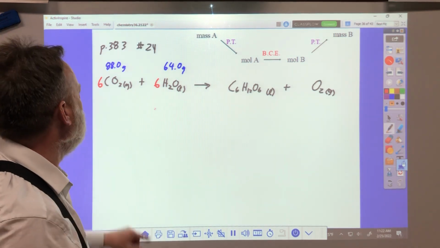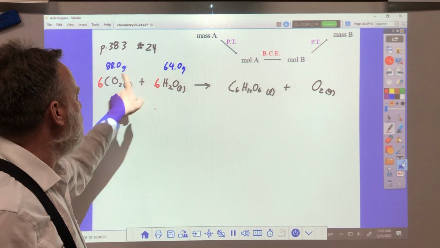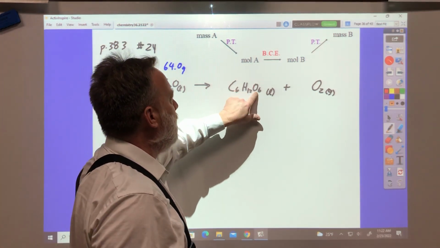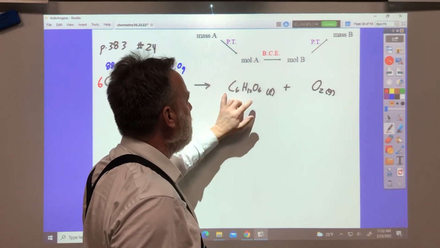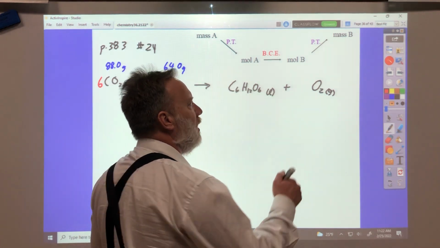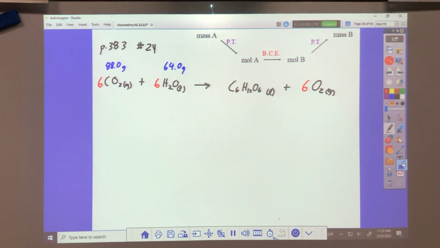Now it's time for the oxygen. 6 times 2 is 12, 6 times 1 is 6, those 6 and those 12 is 18. On this side I have 1 times 6 is 6. I don't want to change this because that changes everything. So 18 minus this 6, I have 12 left. This must be a 6. You've seen this reaction before in biology.